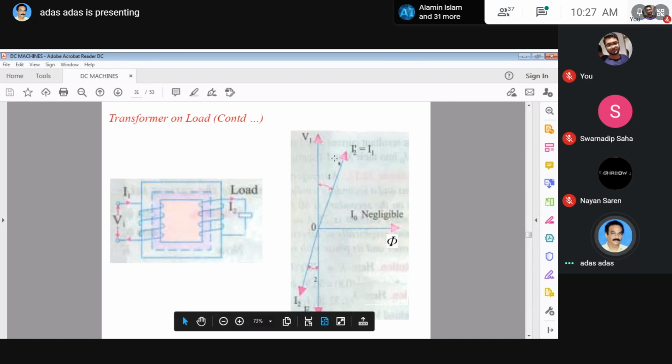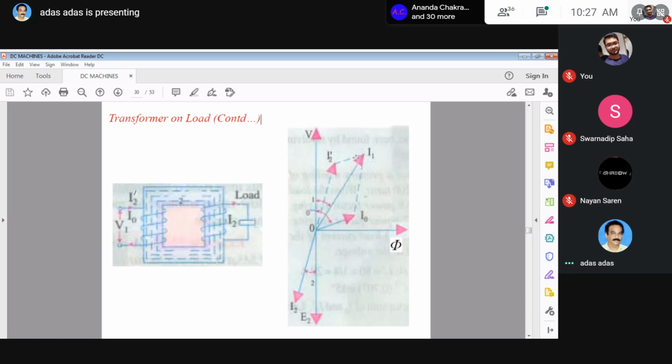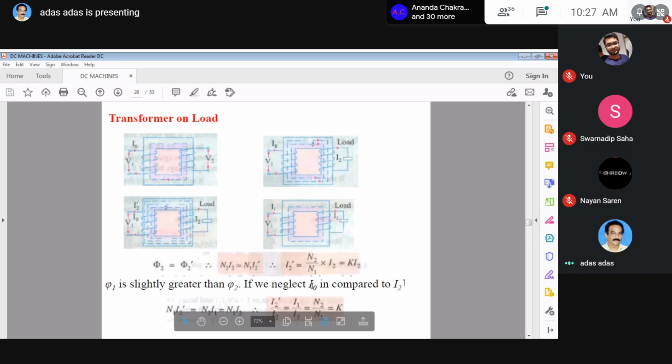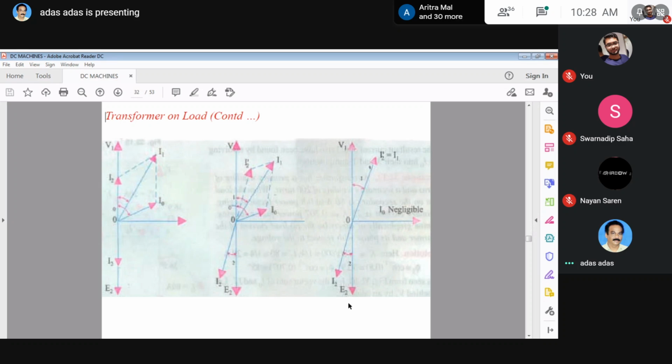The last one is, if you consider I0 negligible and omit it, then I1 equals I2 dash. In this case, this last relation is valid. Which relation? This relation is valid. So this is your phasor diagram. All are here. You can just study this.